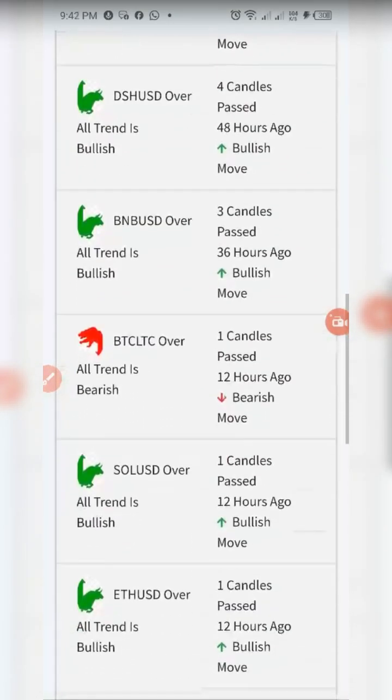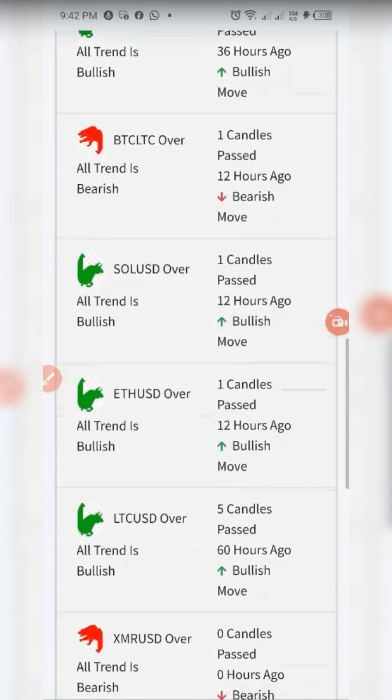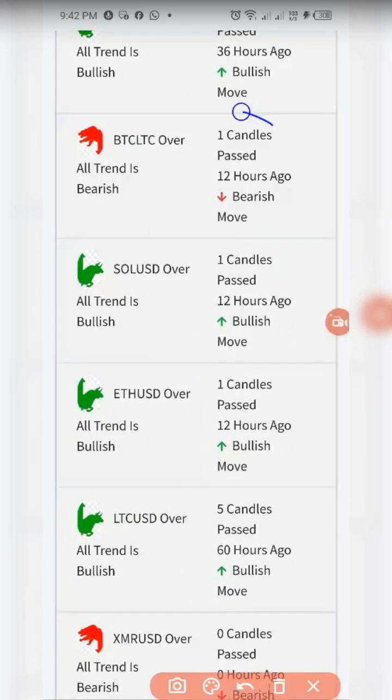You understand? You see the way it is. We still give you the time it started. 1 hour represents 12 hours, 2 hours represents 24 hours. It will be stating them for you just like that, that it just started a bullish move, or this is a bearish move.